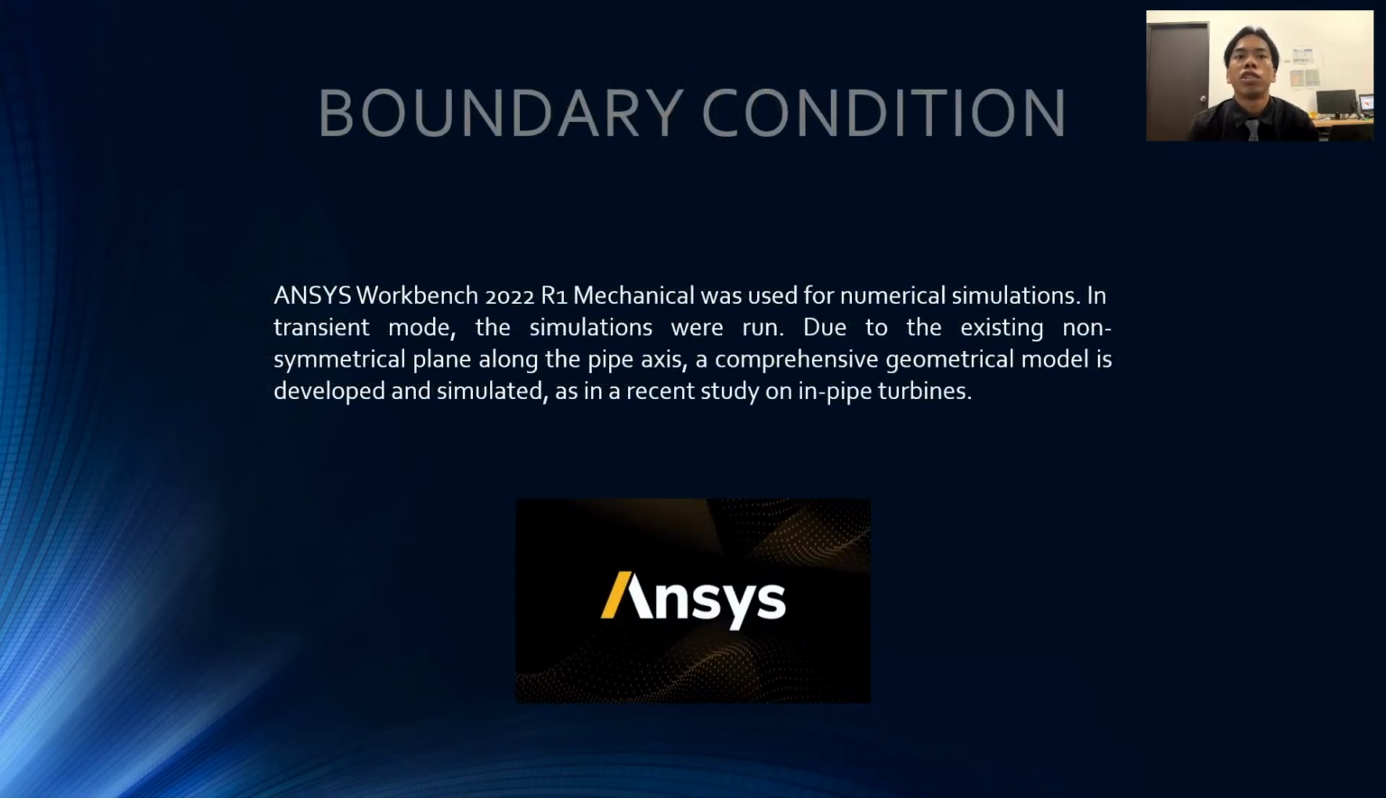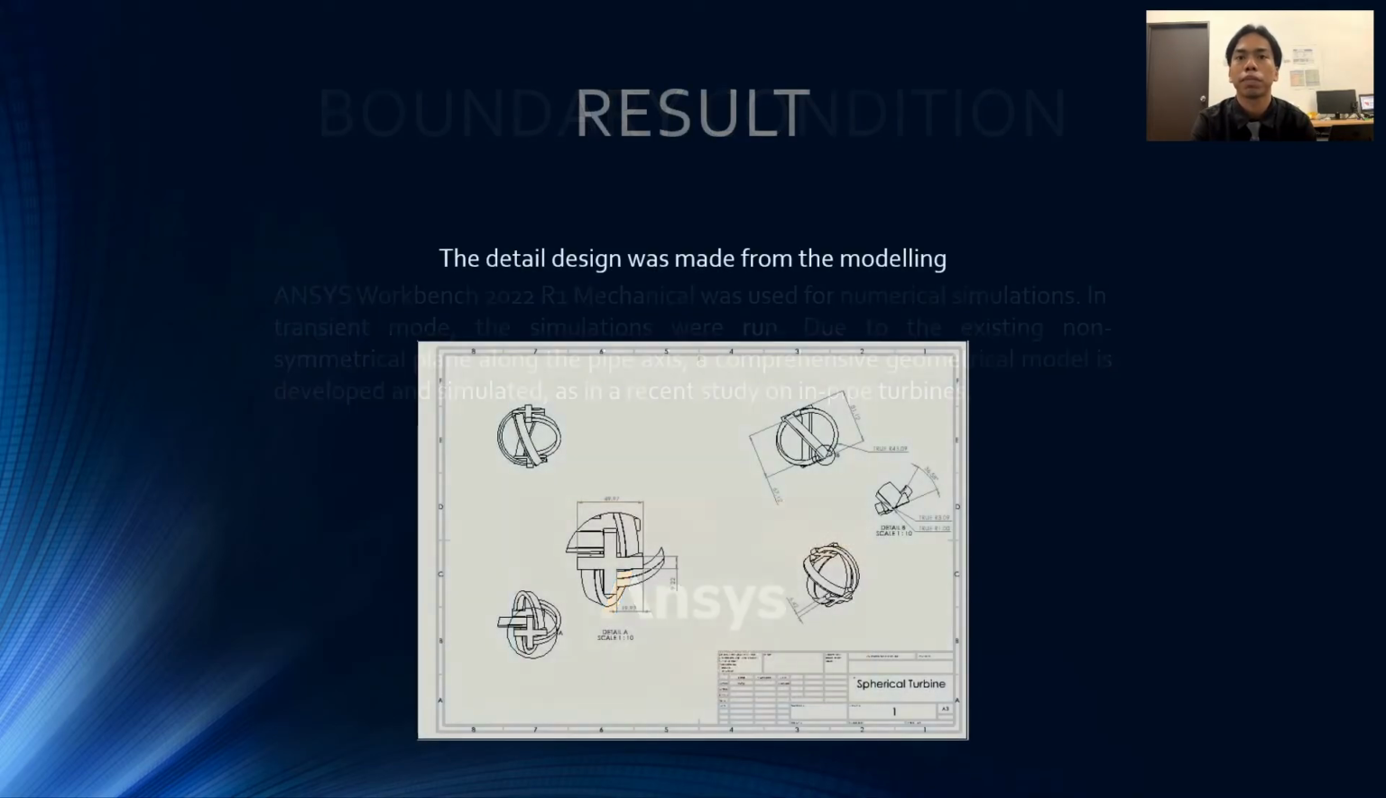For the boundary condition, ANSYS Workbench 2022 R1 Mechanical was used for numerical simulation. In transient mode, the simulation will run. Due to the existing non-symmetrical plane along the pipe size, a comprehensive geometrical model is developed and simulated, as in a recent study on in-pipe turbine.